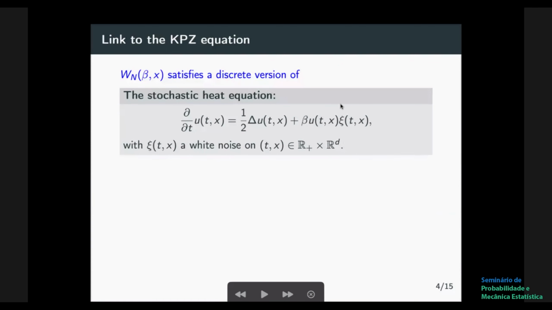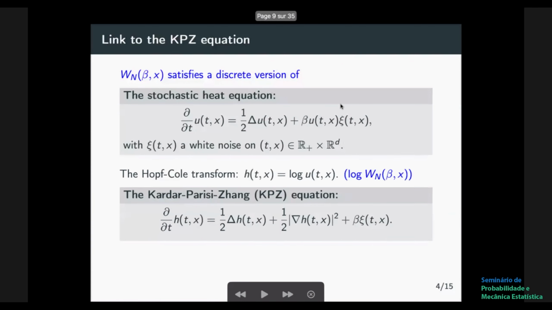And in fact, it's also linked to another equation. If you do the Hopf-Cole transform, you take the log of U, then you arrive quite magically to another equation which has been much studied as well, which is the KPZ equation, where now you have a noise which is not multiplied, but now you have another strange thing, which is a square.